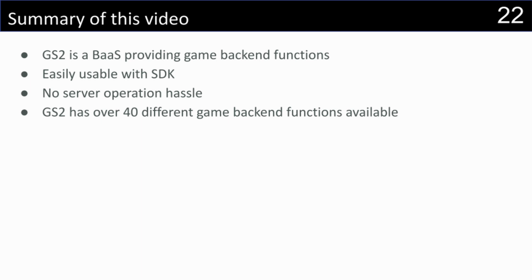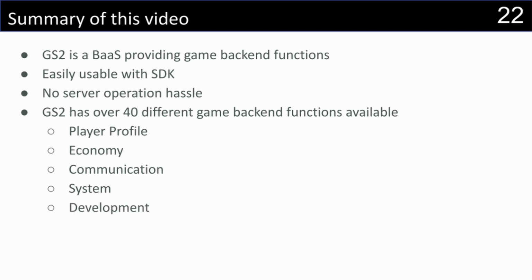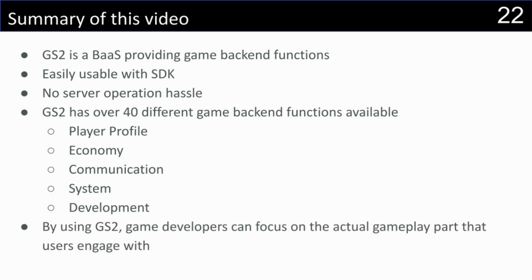GS2 is equipped with over 40 diverse game backend functions. Broadly categorized, these include features for managing player information, economic features based on in-game currencies or items, communication features that support player interaction, system features that aid in game operations, and features necessary for server development and operation. By adopting GS2, game developers can focus on developing the actual gameplay aspect that users interact with.